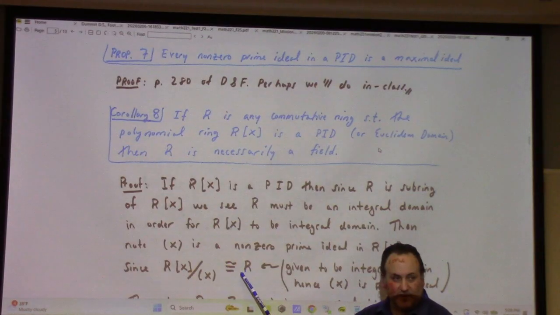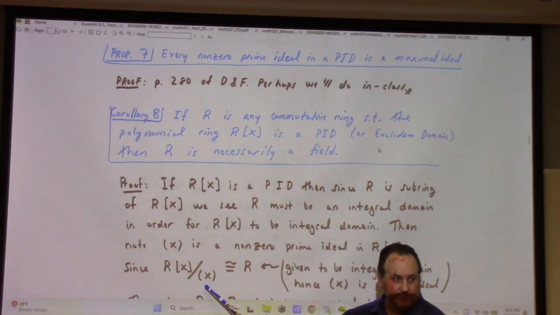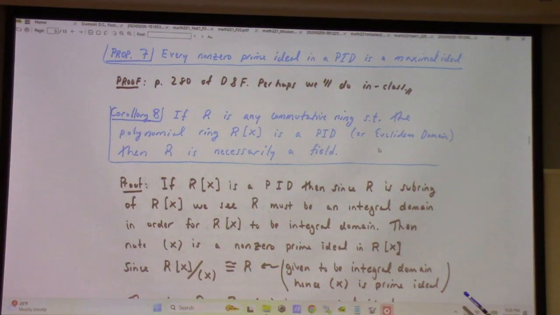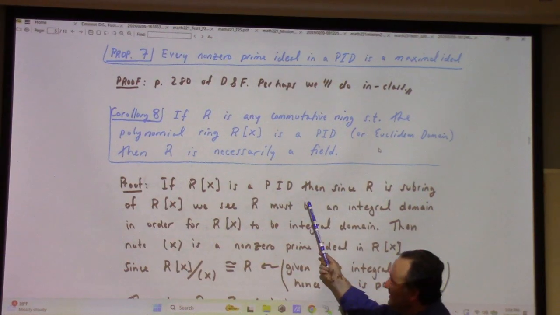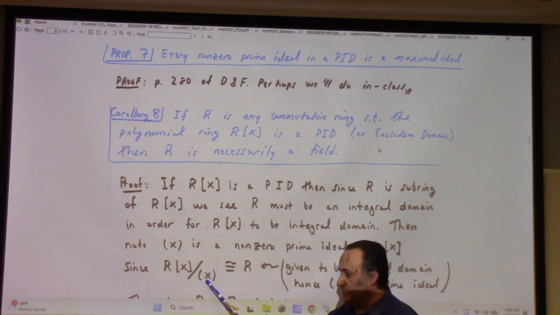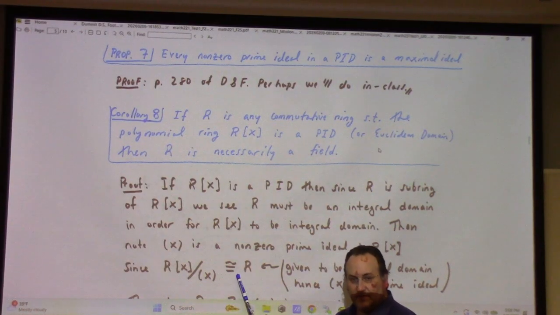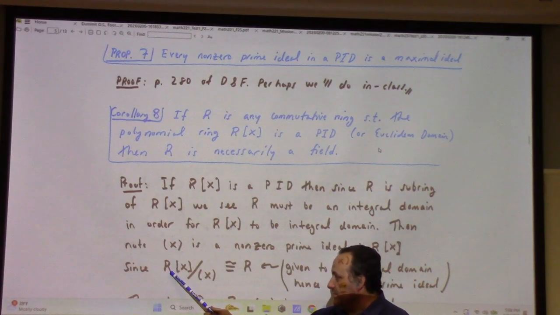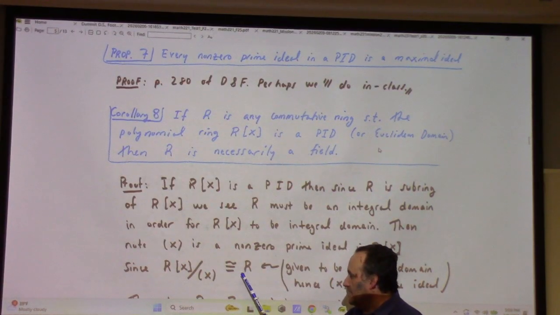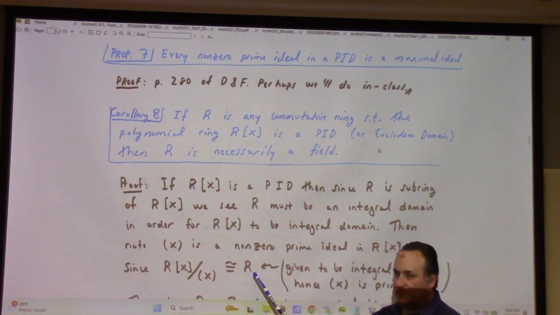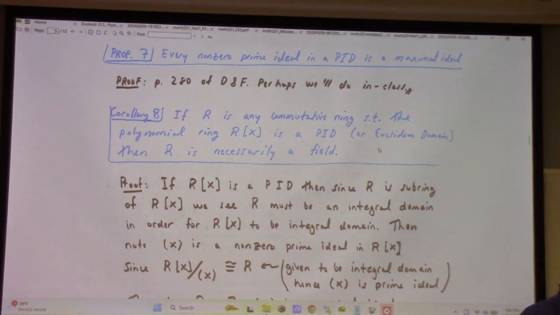But R is an integral domain, which makes this a prime ideal, because the quotient ring is an integral domain. But we're in a PID, so if it's prime, it's maximal. Therefore, this is also a field. Because if you're quotienting a ring by a maximal ideal, we have a field. We proved this before.